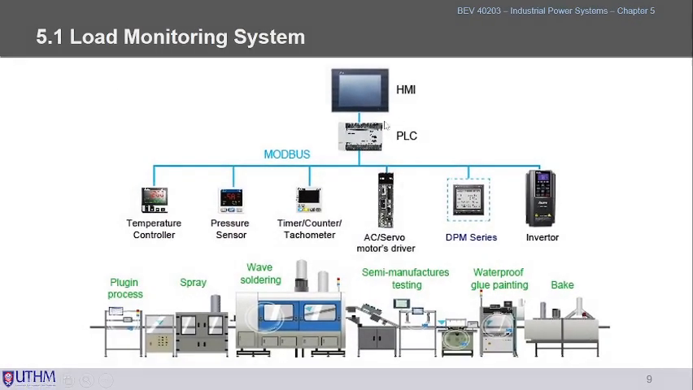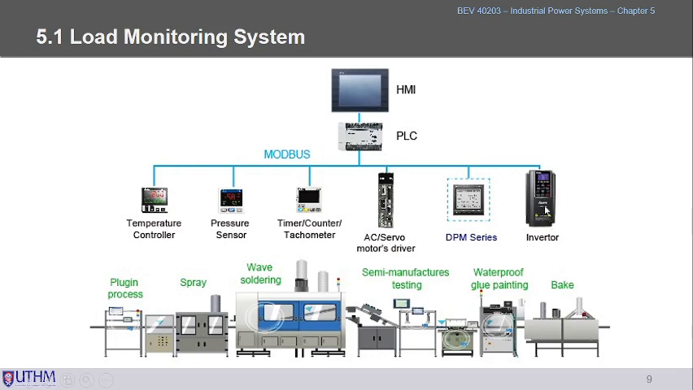And this is one of the examples using the HMI, the human machine interface, controlling the PLC to monitor and control some of the devices. For example, they have the temperature controller, the pressure controller, the timer, counter, and the tachometer for speed monitoring. And of course they have the motor driver, the DPM series. So this is the Delta power monitoring series, under Delta company.